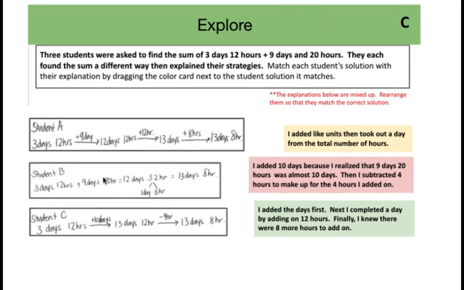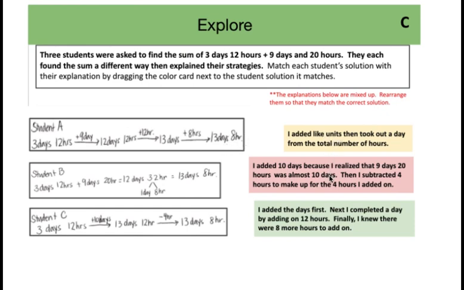All right, so let's take a look at student A. So here we see they have 3 days, 12 hours. And they added the 9 days to the 3 days and got 12 days, 12 hours. So they're just adding the days first. And then they added 12 hours from the 20 hours and got 13 days. But they still have 8 more hours, and they added the hours there and got 13 days, 8 hours.